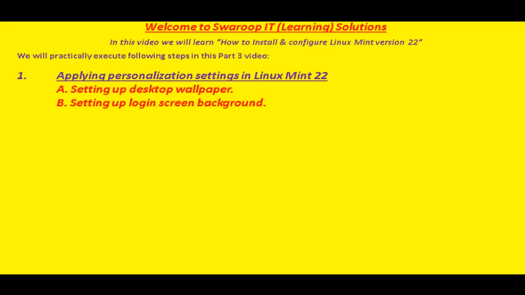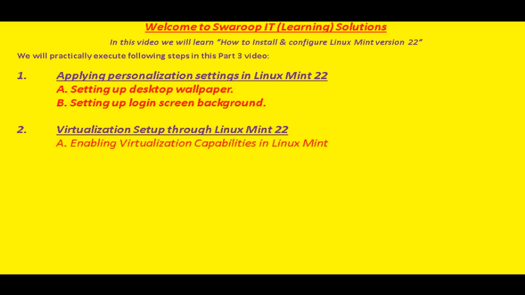So we'll be doing both the settings, and then in the second part we'll be doing the virtualization setup through Linux Mint 22. So first we'll be enabling the virtualization capabilities in Linux Mint 22. Since our Linux Mint 22 itself is a VM through Hyper-V, we need to enable nested virtualization. So we will see how to enable those nested virtualization capabilities so that we can configure our Linux Mint as a virtualization server.